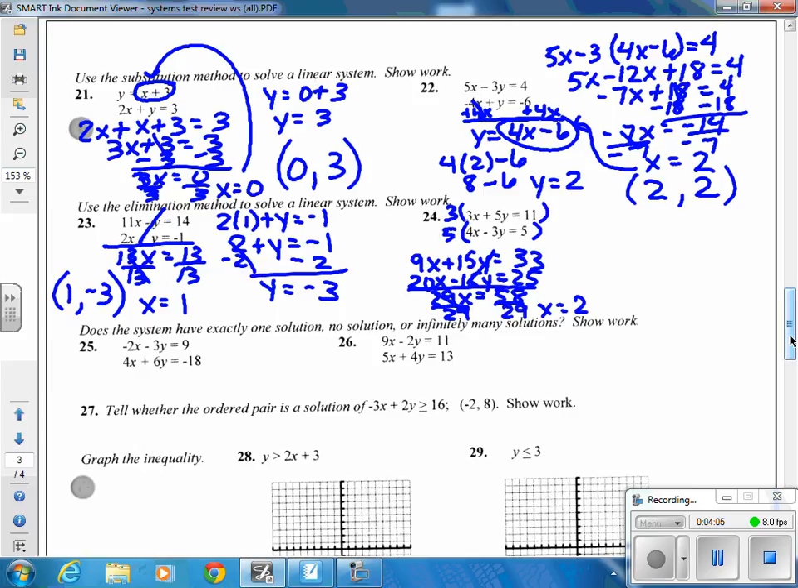Right, remember to go back to one of the original equations to find your y. So I'm going to stick this into the top one. So 3 times 2 plus 5y equals 11.